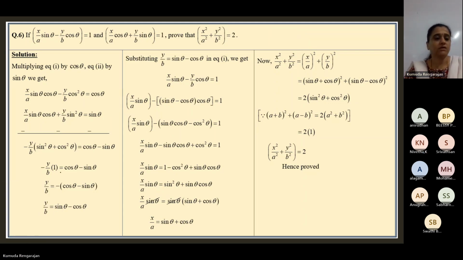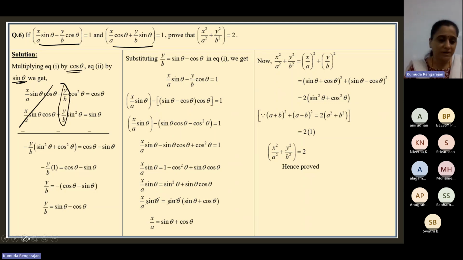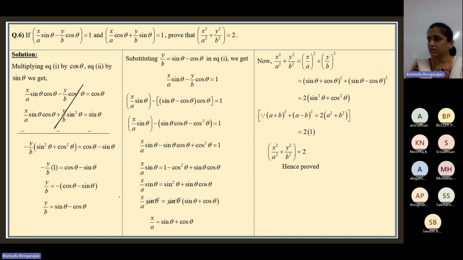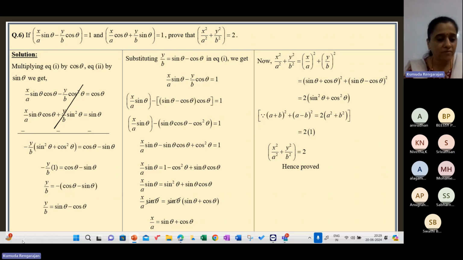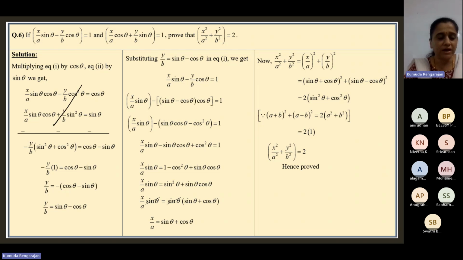Okay. So you can see the two equations. This is the first equation, the second equation. So use the elimination method, multiply accordingly. I have multiplied the first equation with cos theta and the second one with sine theta. That way I'm eliminating this one, so we'll be able to find the value of y by b. You can multiply so that you eliminate y by b and find the value of x by a. You can do anything. I have multiplied to eliminate x by a so that I can find the value of y by b.